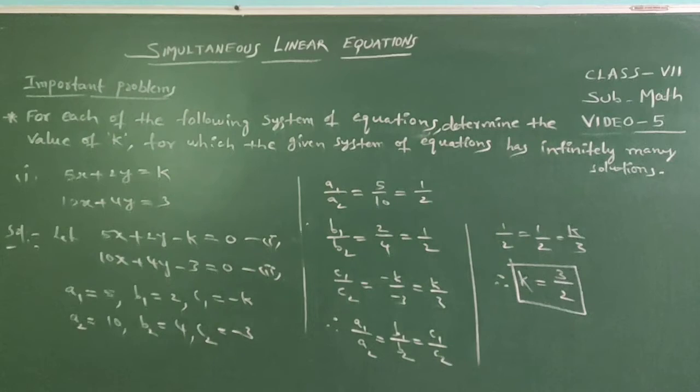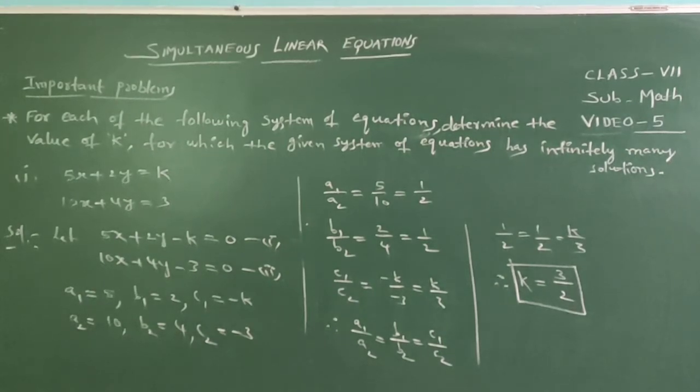Here 5x plus 2y equals k, 10x plus 4y equals 3 is given. 5x plus 2y minus k equals 0, 10x plus 4y minus 3 equals 0. These are the first and second equations. a1 is 5, b1 is 2, c1 is minus k, a2 is 10, b2 is 4, c2 is minus 3. a1 by a2 equals 1 by 2, b1 by b2 equals 1 by 2, c1 by c2 we got k by 3.